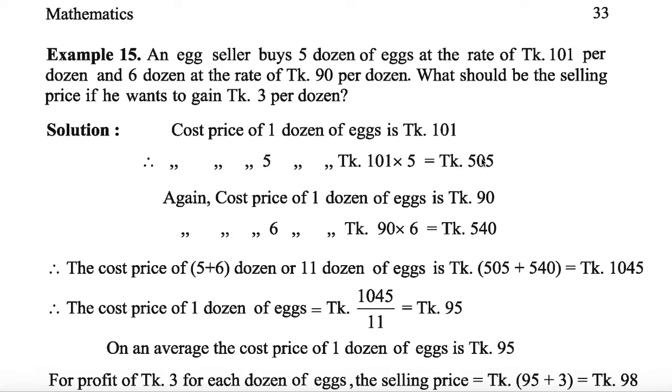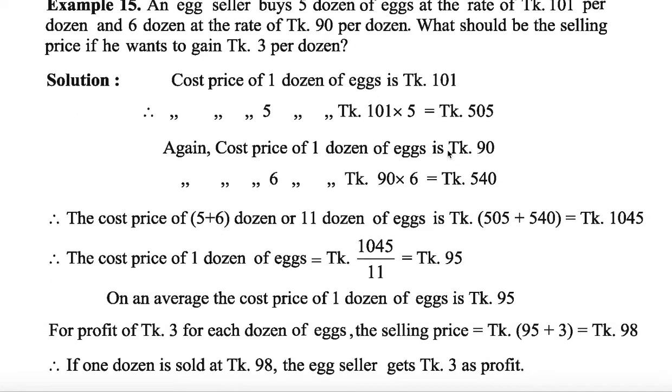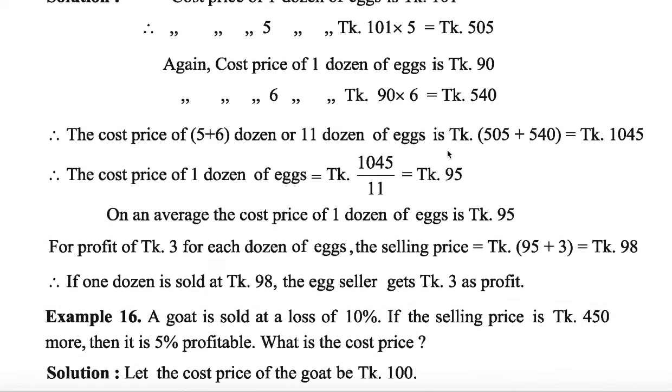101 into 5 is 505. 90 into 6 is 540. The total cost is 1045. Per dozen it will be 1045 by 11, that is 95. That is the average cost price. Selling price should be 98 taka per dozen.